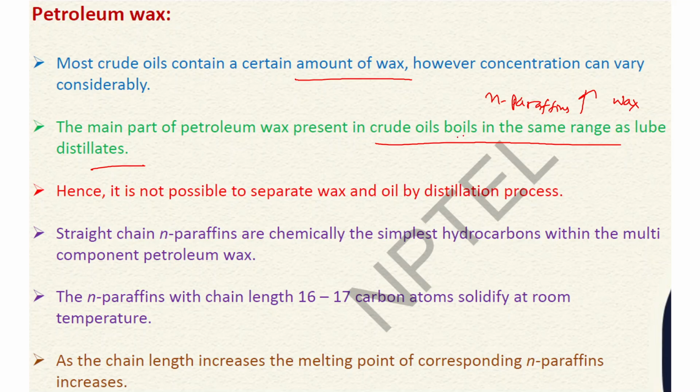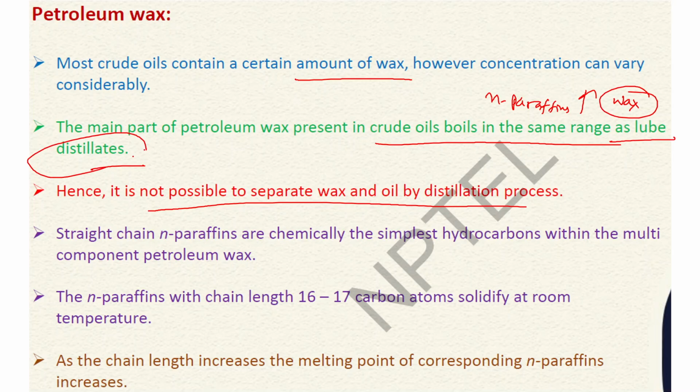So mainly crude oil which consists of lube distillate has a uniform distribution of wax throughout its cut. It is not possible to separate wax and lube oil because the boiling range of the wax and lube oil cut is similar. Therefore, it cannot be separated by distillation; solvent extraction or dewaxing methods are used.